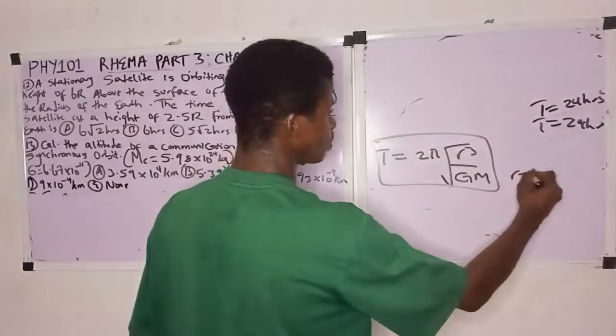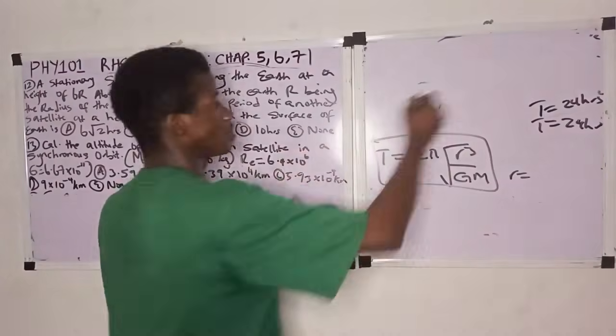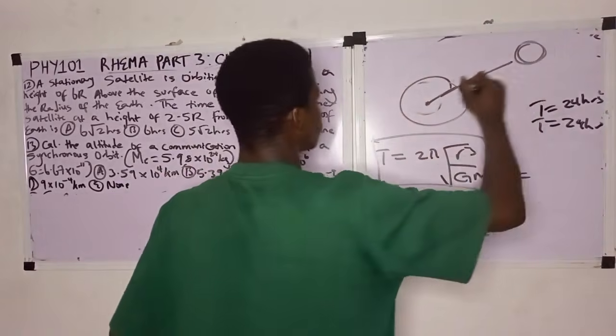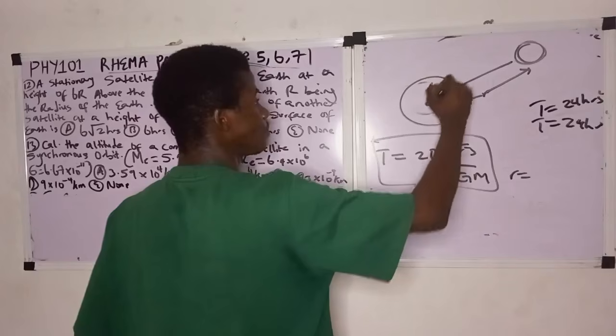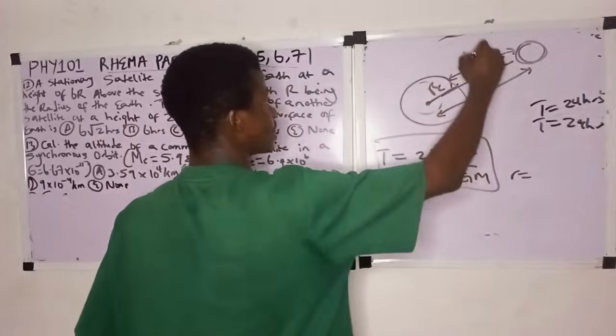Now, r, which is known as r, is the distance. So r is distance. Let's say this is the satellite. So r is the distance from the center of the earth to the satellite, while from here to here is the radius of the earth. From the surface of the earth to the satellite is known as altitude.